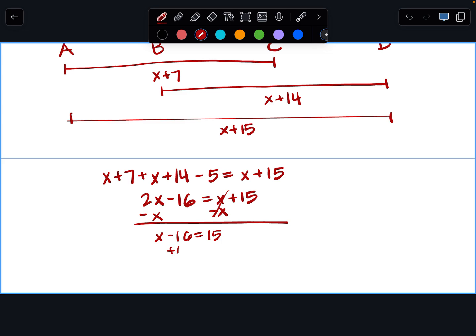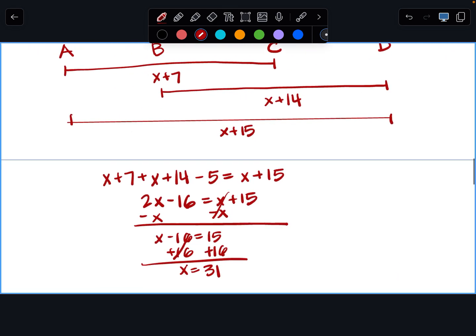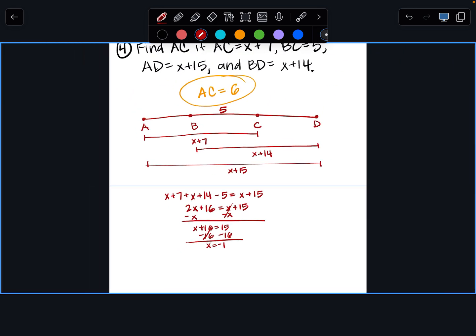If I make a mistake, please stop me. X equals 31. This can't be right, can it? Oh, it's plus 16. You're right. I knew something wasn't looking right. Plus. That's better. Okay, so x equals -1 then. And if it wants the length of AC, and AC was x plus 7, then we just do -1 plus 7, which is 6.